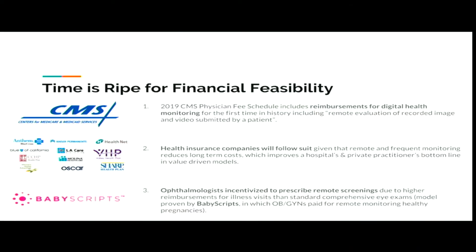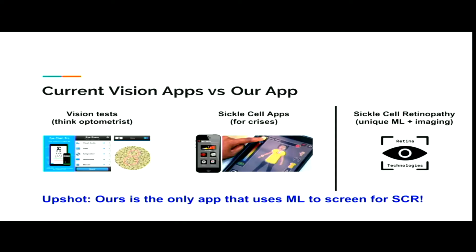And the time is right for this fiscal feasibility. So CMS in 2019 will be including reimbursements for digital health monitoring, which this app falls under, and health insurance companies will soon follow suit after CMS. And ophthalmologists will be incentivized to use this app to reduce time in clinic to see non-high-risk patients. So the current apps that exist are really vision tests and then sickle cell crisis apps, which are basically sickle cell pain apps, but there are no apps that use or predict sickle cell retinopathy, especially with machine learning.